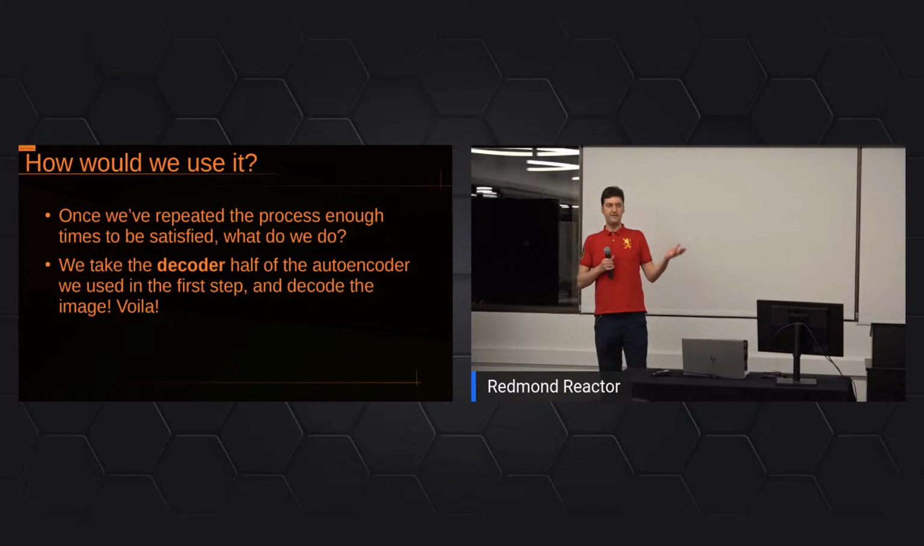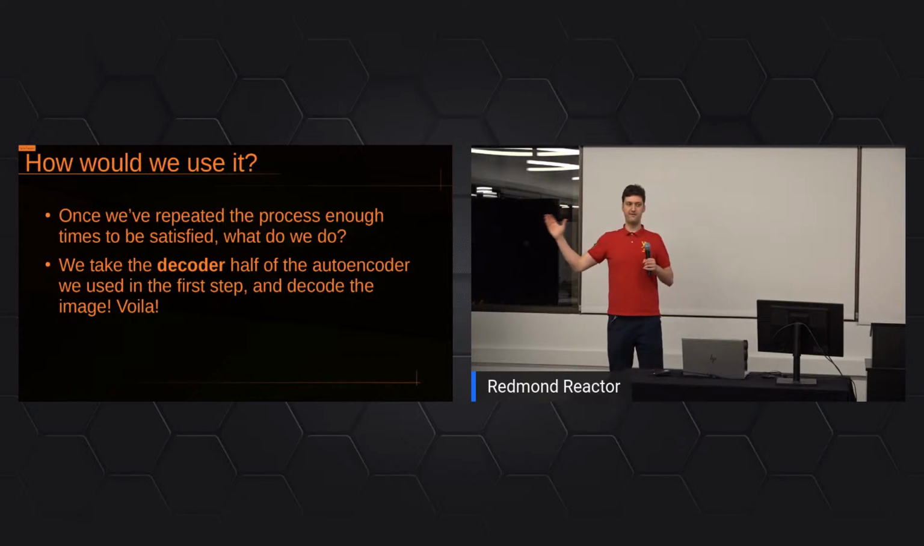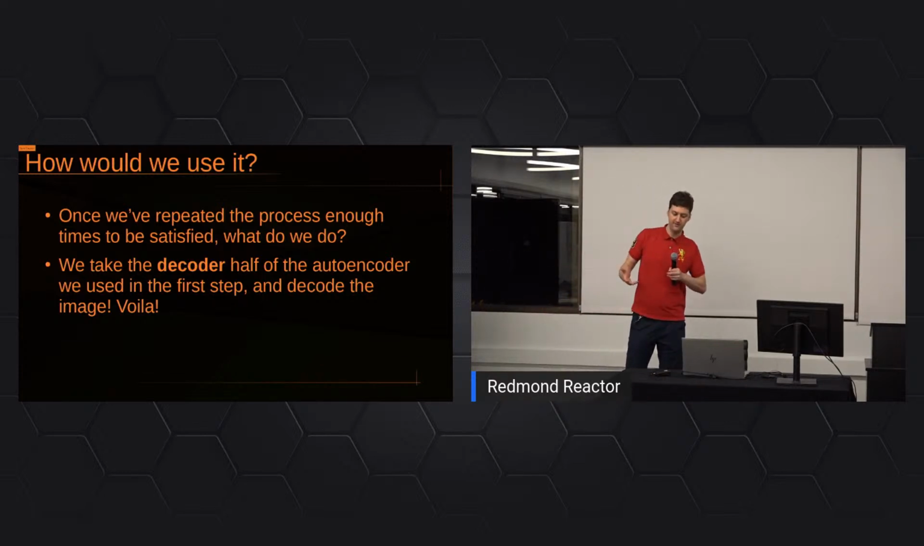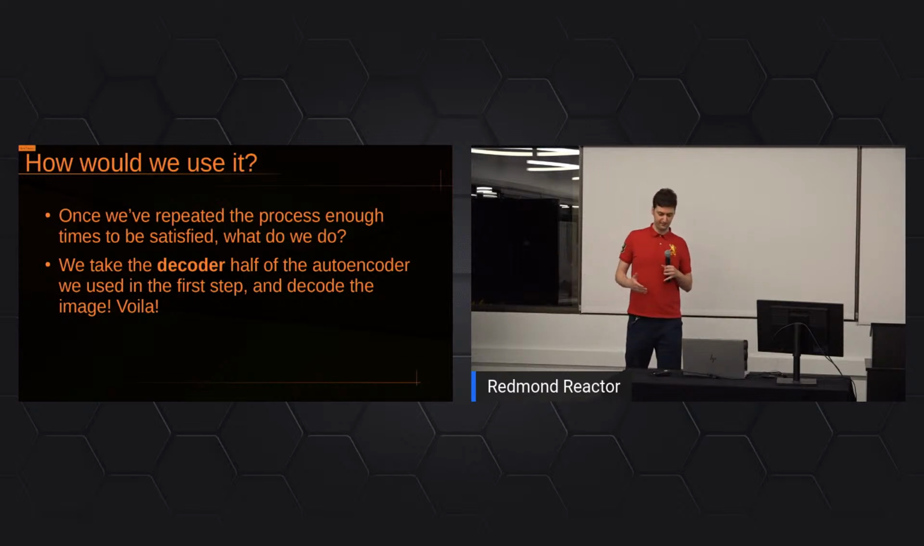So once we've repeated that process enough, the output of the model is all in latent space, remember. So all we have to do to get the actual pixel space version of it, to get the image that we want from that piece of text, is that we take the decoder and we decode the image. Remember, the decoder is the other half of the variational autoencoder.